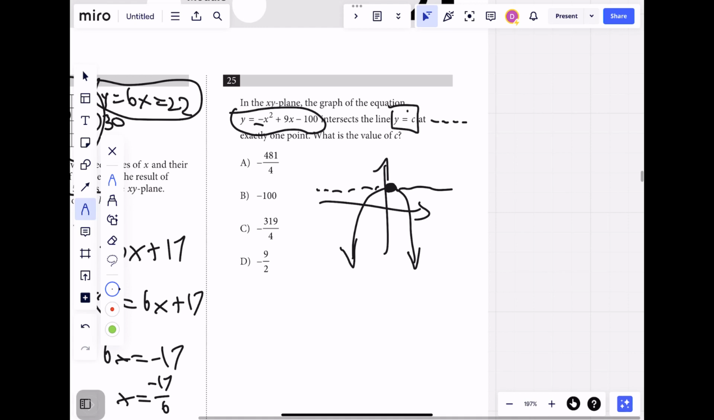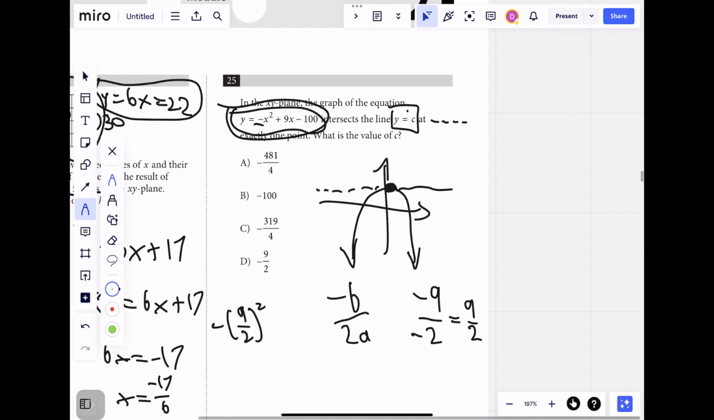So the vertex can be found using the vertex equation, negative b over 2a, in which negative 1 is a, 9 is b, and negative 100 is c. So negative b is negative 9 over 2a, which is negative 2, which is just 9 over 2. So the vertex is at x equals 9 over 2. But we're trying to find the y value. So we've got to plug this back into the equation. So negative 9 over 2 squared plus 9.